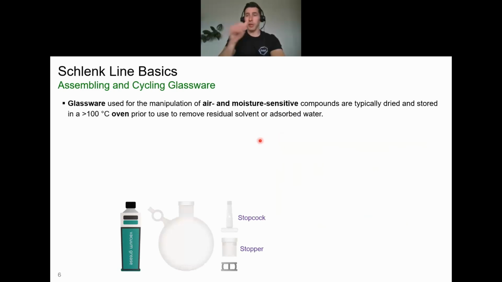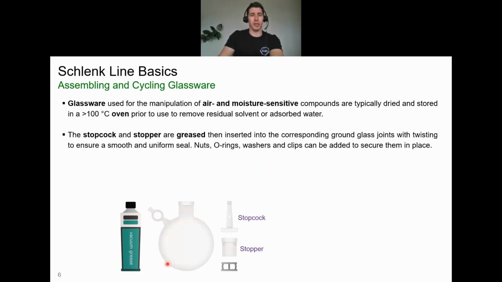Now, the glassware that we use when we're handling air and moisture sensitive compounds, of course, needs to be free of water, and we do this by storing it in ovens that are typically above 100 degrees. Ideally, this is done overnight, but even a few hours prior to use should be sufficient to get them ready, especially when we need to put them under vacuum.